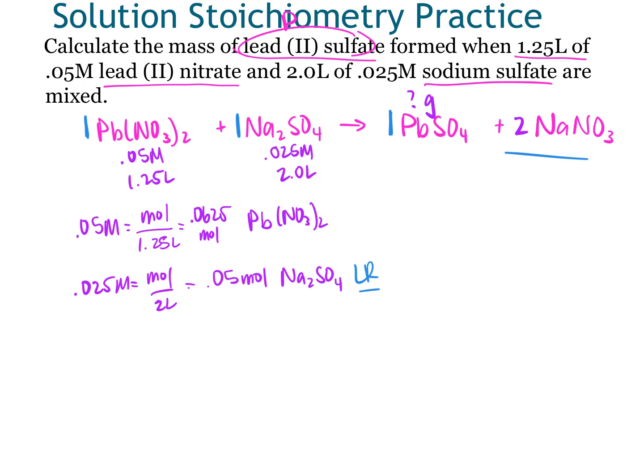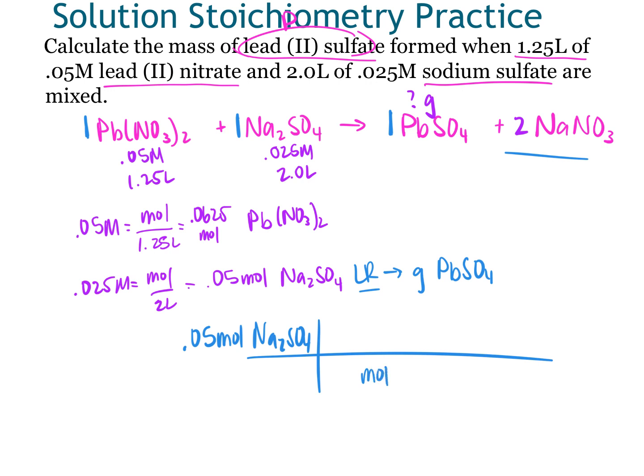If the mole ratio was not 1 to 1 to 1 for everything that we were looking at, then I think it would be encouraged to go ahead and use your T-chart, but we don't have to. So now that we know this is the limiting reactant, we can go ahead and just convert that to grams of PbSO4 with a regular T-chart. Okay, so now we can just go true stoichiometry here. So 0.05 moles of Na2SO4.